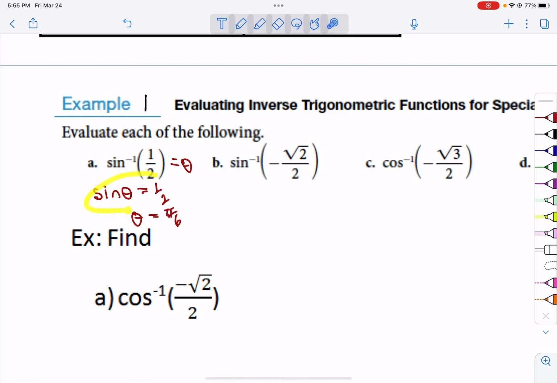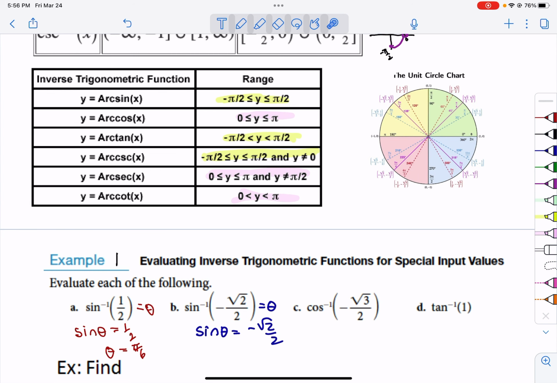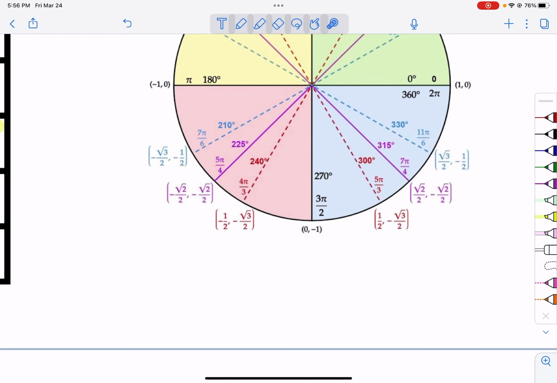So I want to see this, and then I want to see the angle measure. And I want you to refer to the angle measure as theta. Okay? So what's this one going to give us? Well, I'm thinking that the sine of theta is negative square root of 2 over 2. The sine is negative. We only have to look here and here. The sine is negative down here. So where is it negative square root of 2 over 2?